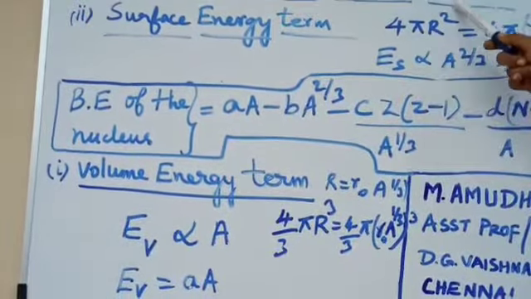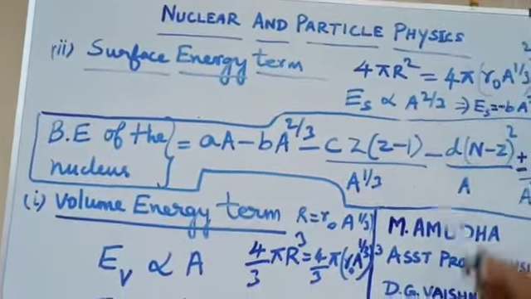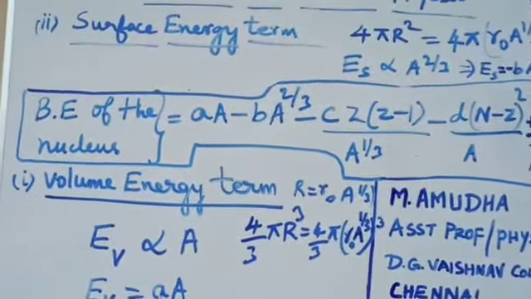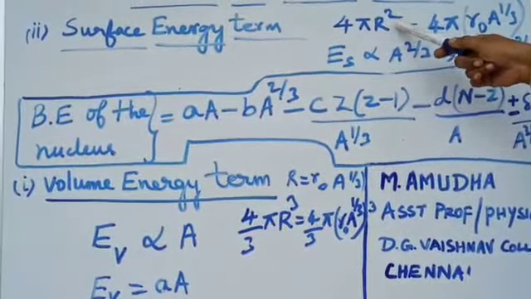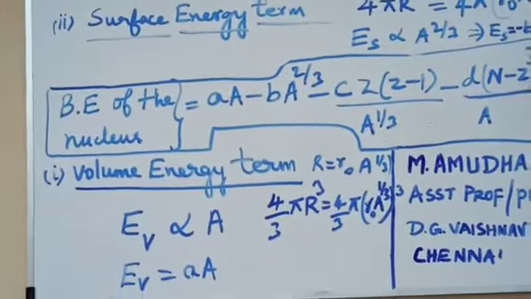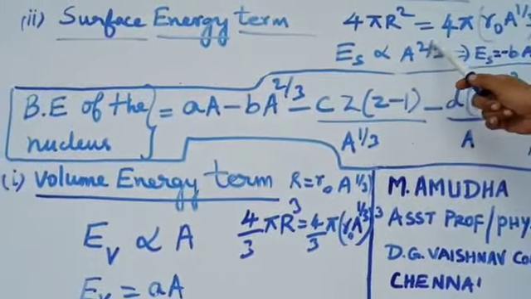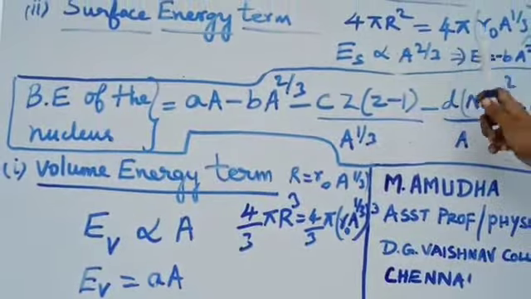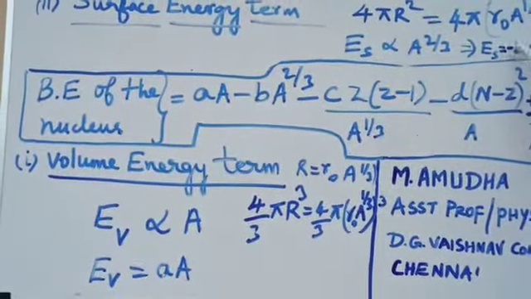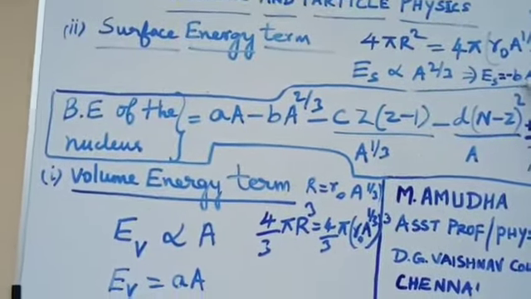So the surface area of a sphere is written as 4 pi r squared. Since the nucleus is in the form of a sphere, the surface area is 4 pi r squared. Substituting for r, r naught A power 1 by 3, the whole squared. So the surface energy depends upon A power 2 by 3, that is, mass number to the power of 2 by 3. So we are using a proportionality constant. That proportionality constant is B.